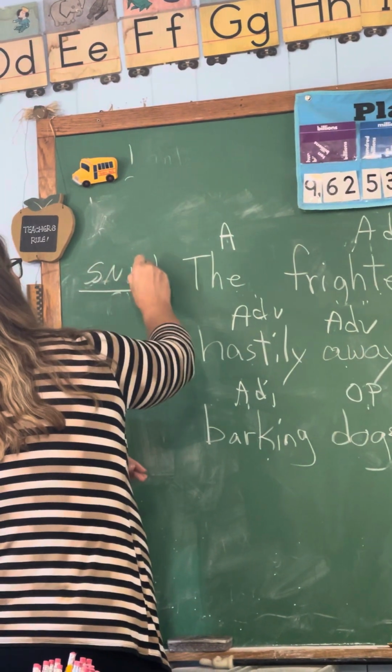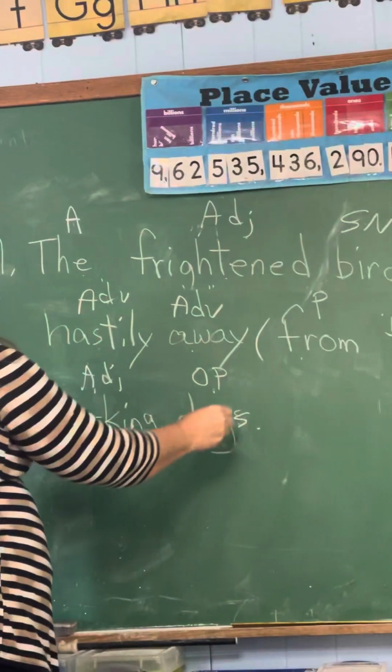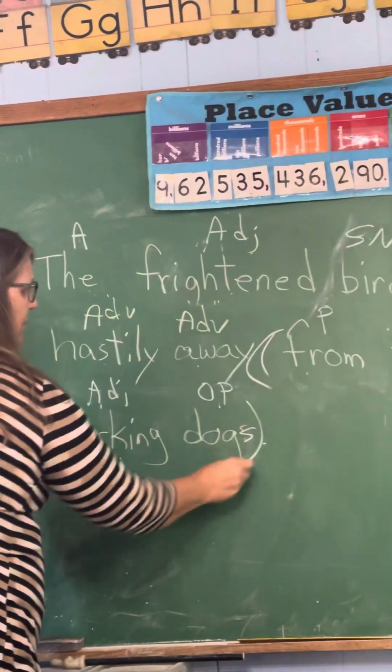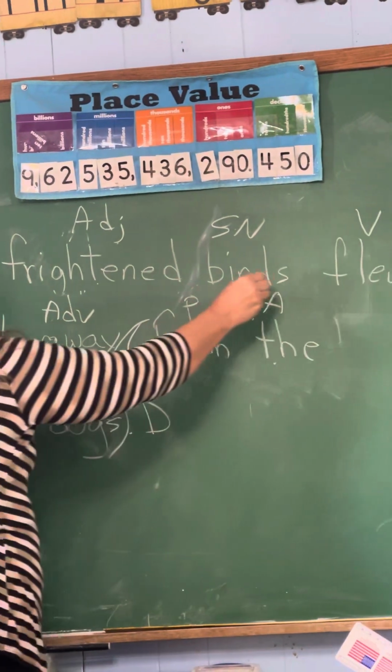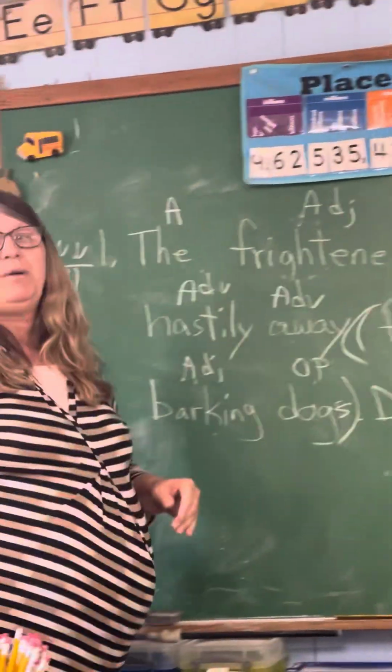Subject, noun, verb, pattern 1, check. From the barking dogs, prepositional phrase. Period, statement, declare the sentence, go back to the verb, divide the complete subject from the complete predicate.